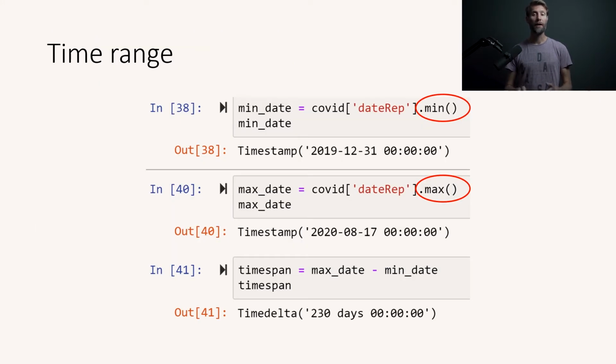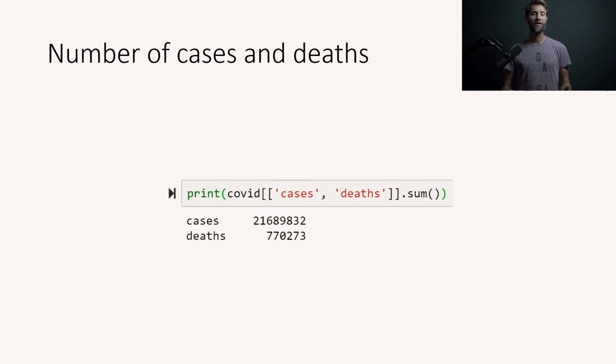We use the min and max methods to determine the first date in the data frame. If we subtract the first date from the last date, we find out that our data frame covers 230 days. By applying the sum method, we see how many people died of this horrible disease. It seems like it won't take long till we reach a death toll of 1 million.